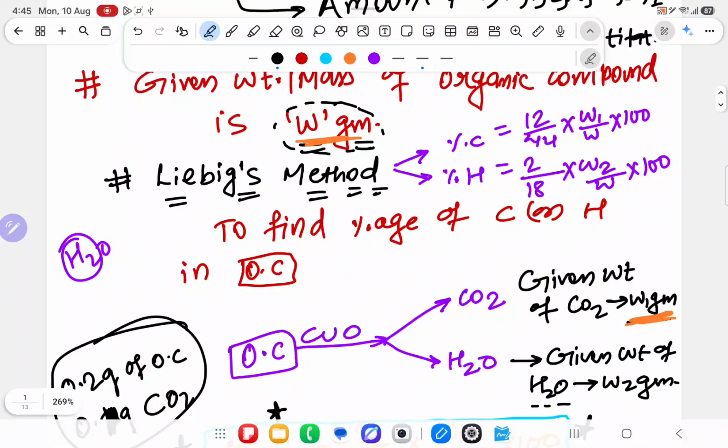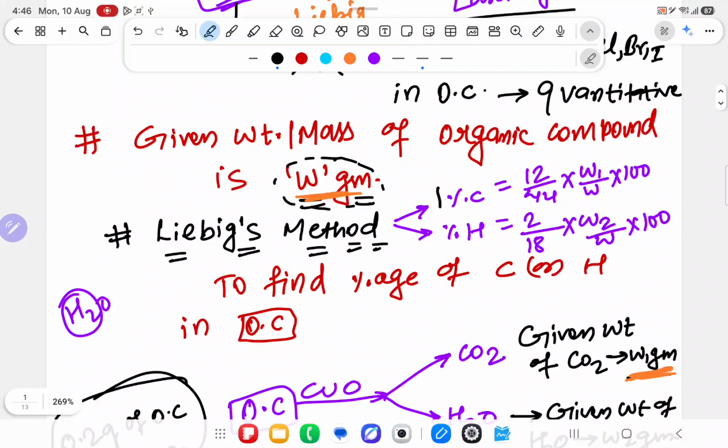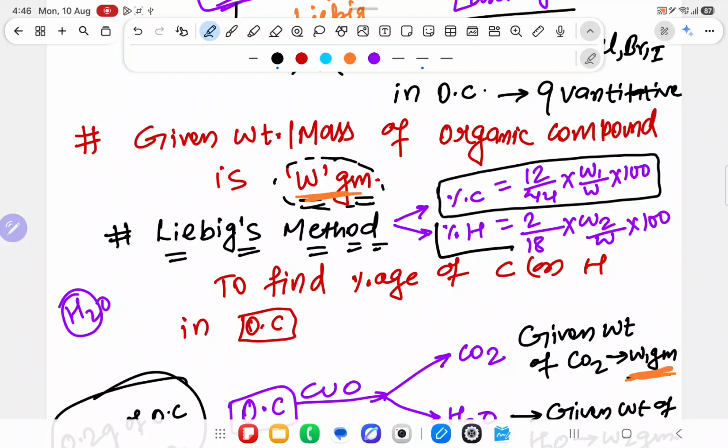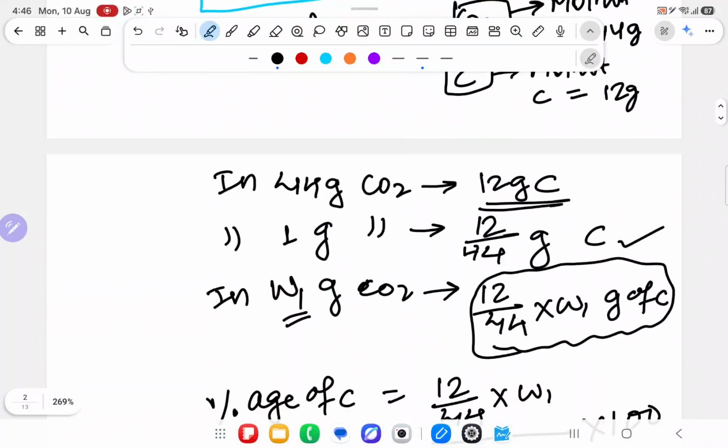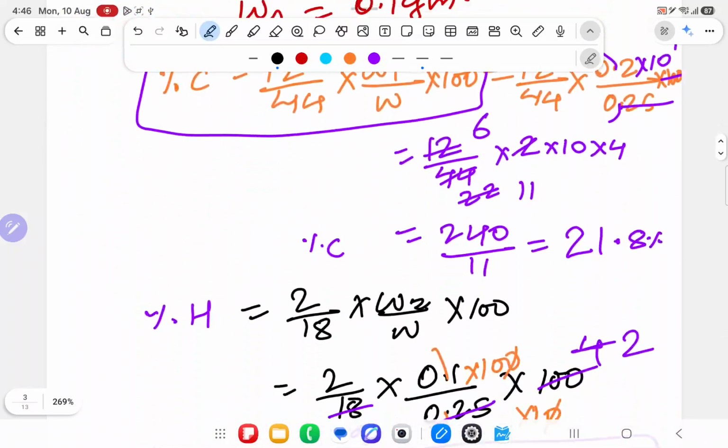First, the Liebig method. These two formulas you have to learn without any confusion. Percentage of carbon is this formula, percentage of hydrogen is this formula. Any question that comes, you will be able to do it very properly without any exception. Similarly, I have done some questions over there to show you.